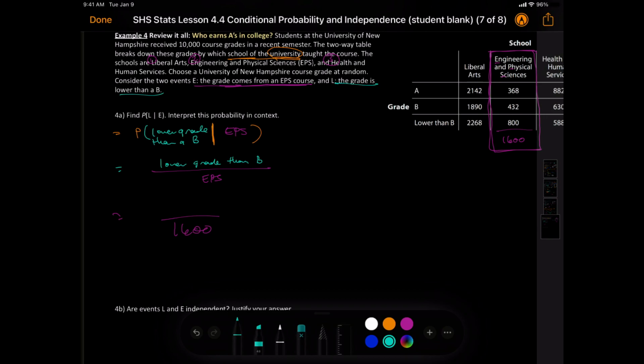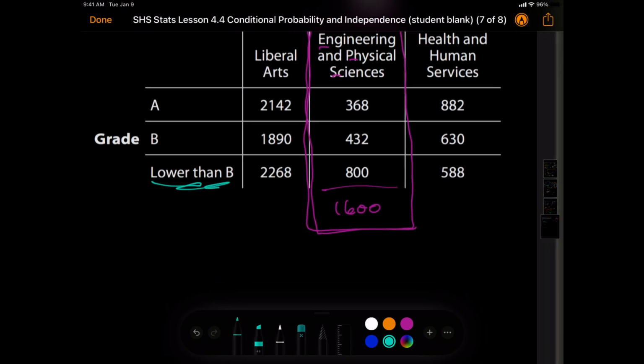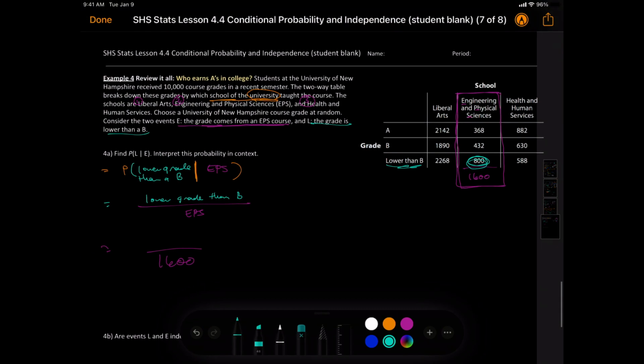I'm not looking at the whole university. I'm looking at just one particular small school, the engineering physical sciences. Which one of these has a lower than a B? Well, that's here, which represents this number, 800. So what's the probability? Well, that's just 1/2, and that's 50%. It tells us to interpret this probability in context.